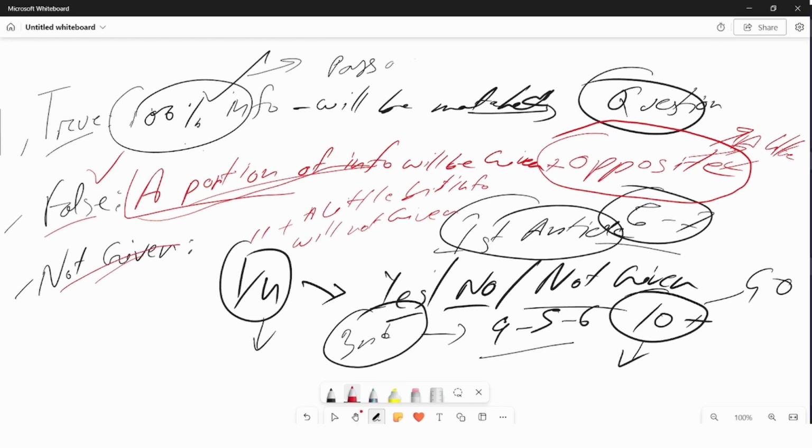So let's try it again in a different way. First of all, for true, 100% of the info you will find in the passage. For false, you'll always find a portion of info in the passage as it is, but a little bit of info will be given opposite. For not given, a portion of info will be given there, but a little bit of info, not everything, will not be given. Okay, so that's the fundamental.